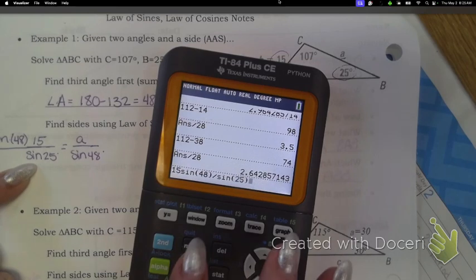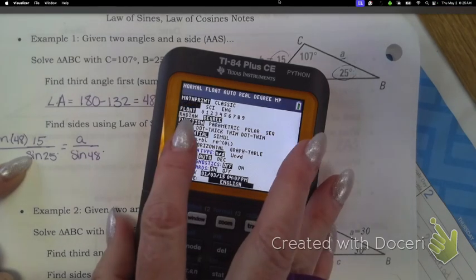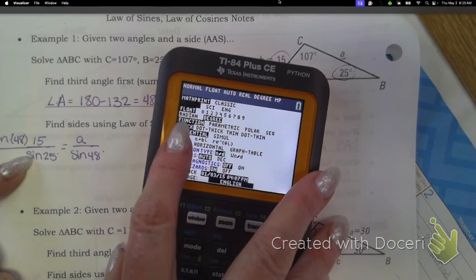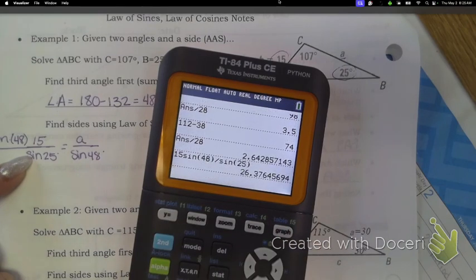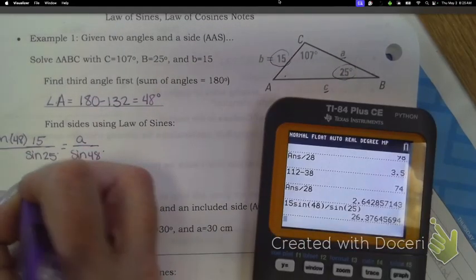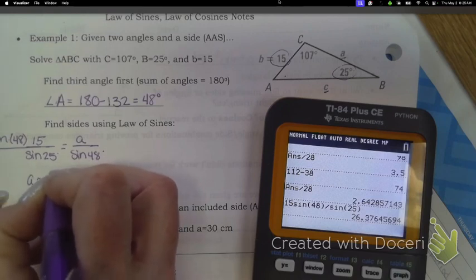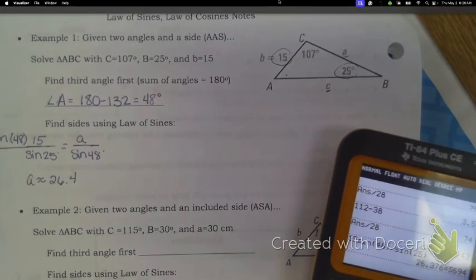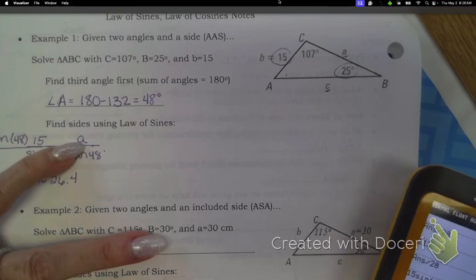And you might want to make sure your calculators are in degrees because we're putting in degrees. So go to mode, make sure they're in degrees. I would assume that Emma's and Sam's are right, but it may not be. A is approximately 26.4. And if there's units, you'd put the units there. We have to find C.